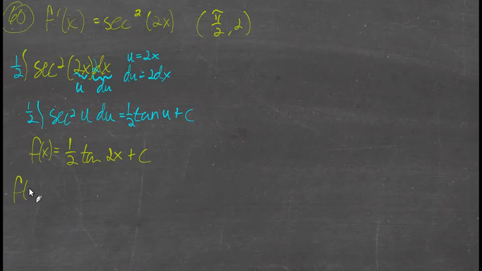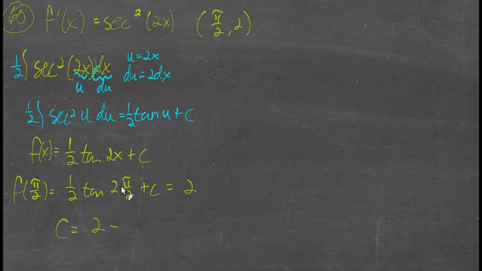So f of pi over 2 is 1/2 tangent of 2 times pi over 2 plus c, and that should give us 2. So we have c is equal to 2 minus, I'm just going to subtract this on both sides, 1/2 times, well, what's the tangent of, the 2's would cancel, would be pi. The tangent of pi is 0. So c is 2. So now we know that c is 2. So the specific function that has this point on it is 1/2 tangent 2x plus 2. Because now we found what c is worth.